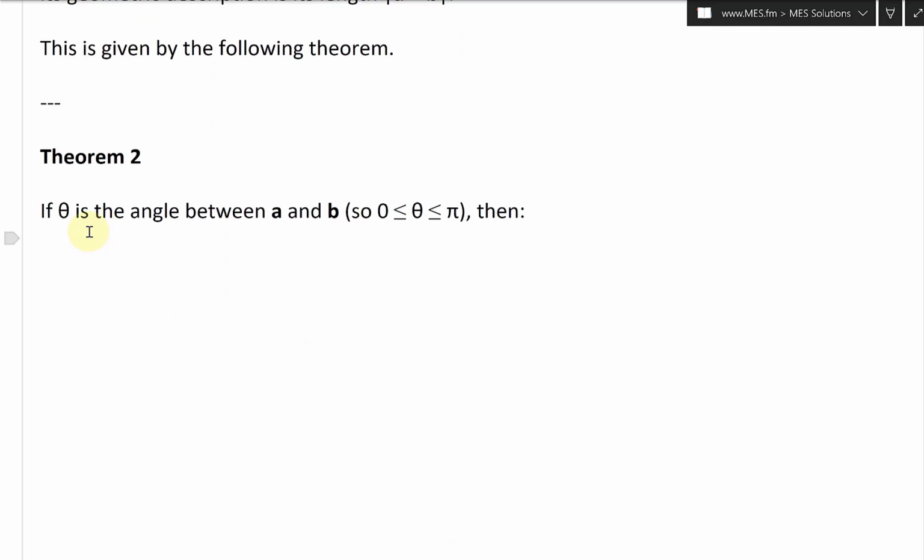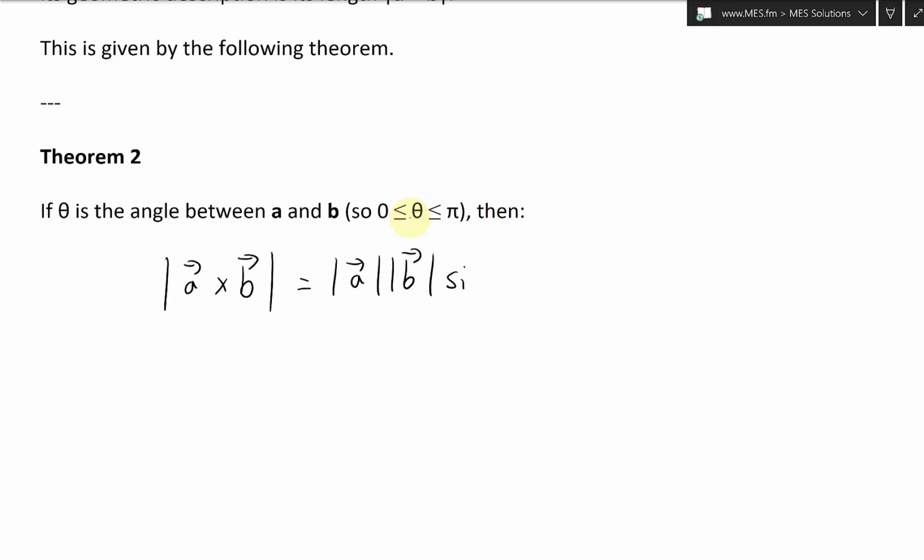This is theorem 2. If theta is the angle between A and B, so that theta is less than or equal to pi (180 degrees, or pi radians) and greater than or equal to 0, then the magnitude, or the length of A cross B, equals the length of A times the length of B, times the sine of theta.